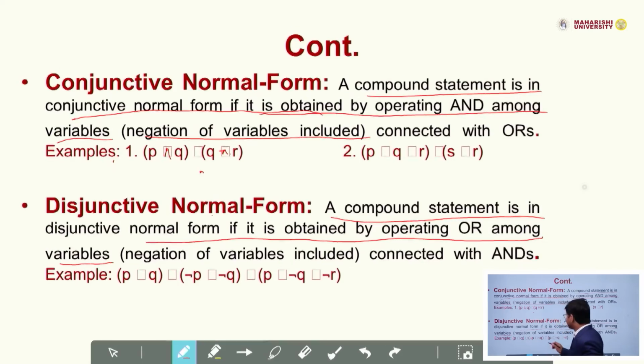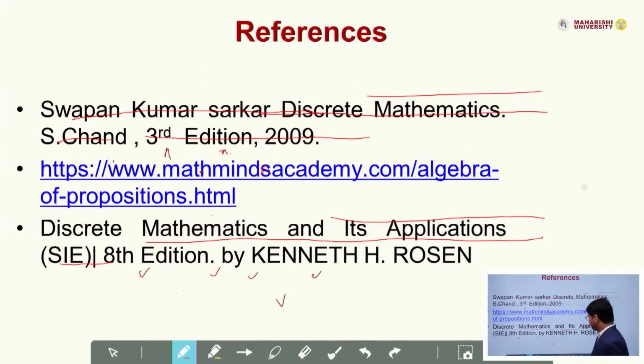It should be OR among variables, then these are known as disjunctive normal form. So in conjunctive normal form, we have to find AND operation. In disjunctive normal form, we have to separate by OR operation, right?